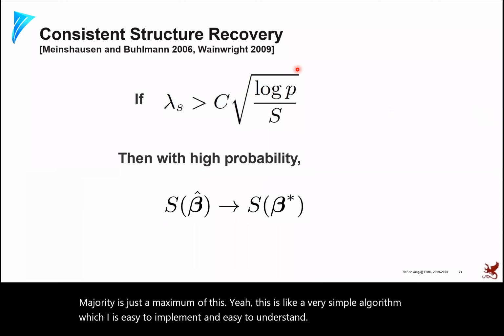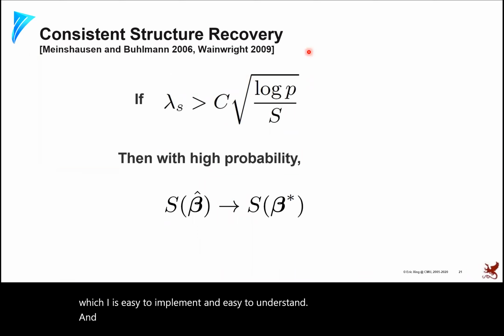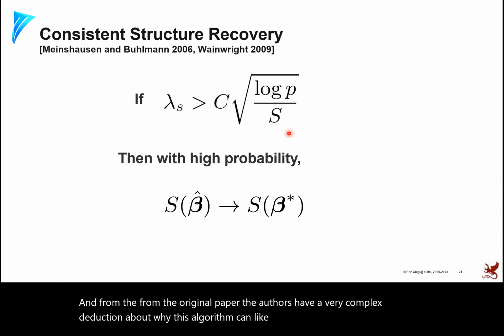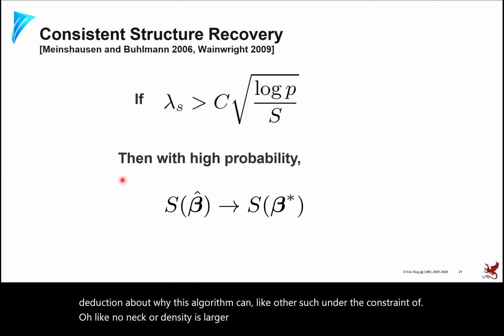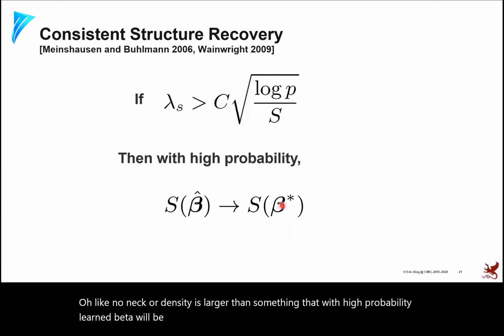From the original paper, the authors have a very complex derivation showing that, under the constraint that the network density is larger than some threshold, with high probability the learned beta will be similar to the optimal beta star, which is the precision matrix.